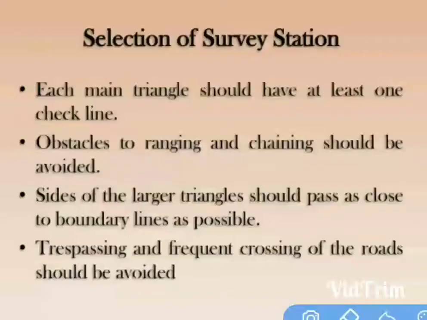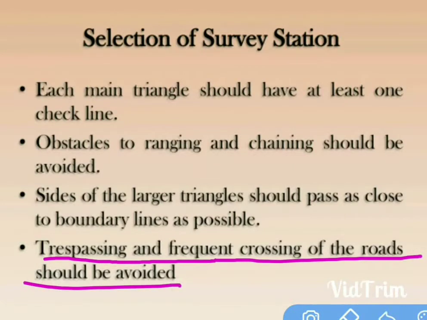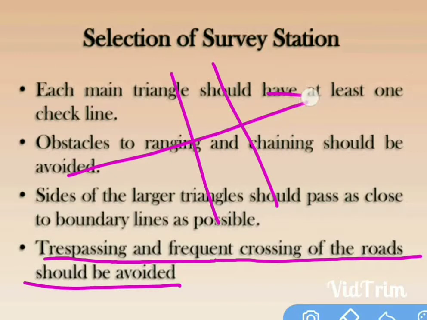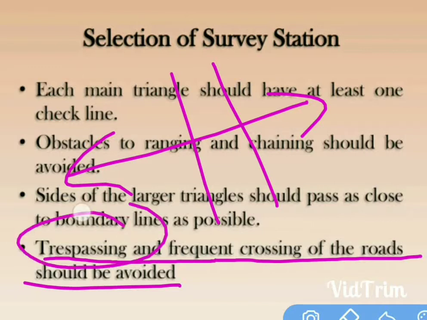Trees, passing and frequent crossing of road should be avoided. What is the meaning of that? We have to avoid the crossing of roads. For example, if the road is there, we have to avoid taking the readings like this, right? Because if we take it like that, that may be a problem while calculating the length. Also, if trees come while taking the measurement, that makes problems for us. So we have to avoid that as far as possible.